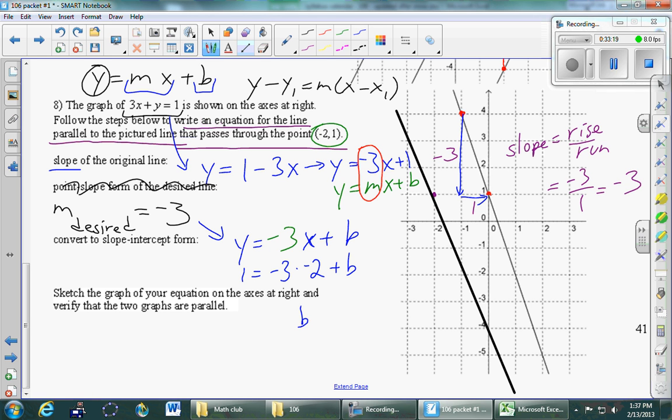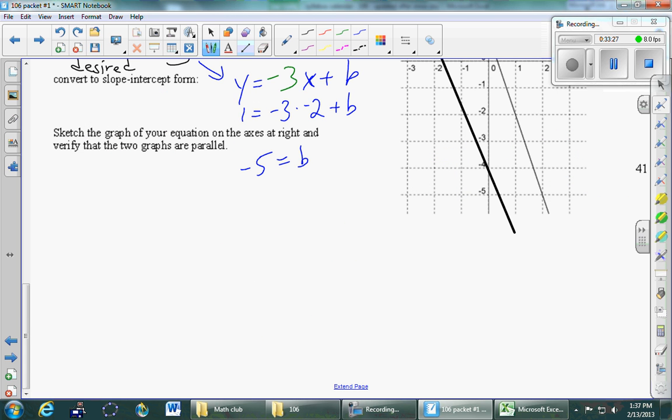How much is b? -5 is good. And so that means that our final equation, y equals -3x plus b, plus -5, I'll just write subtract 5.